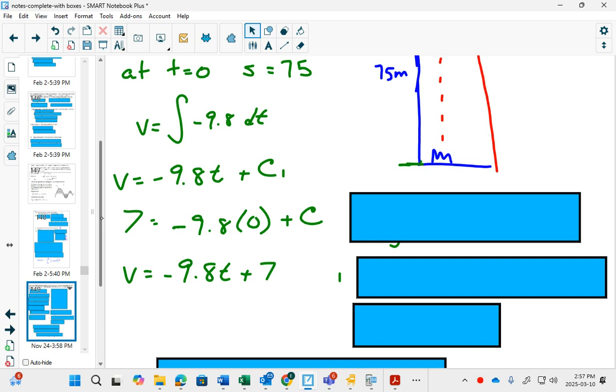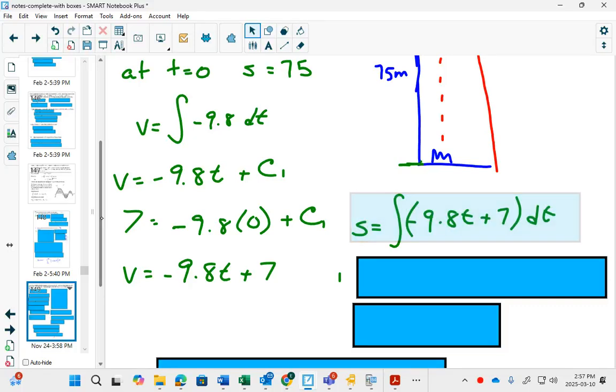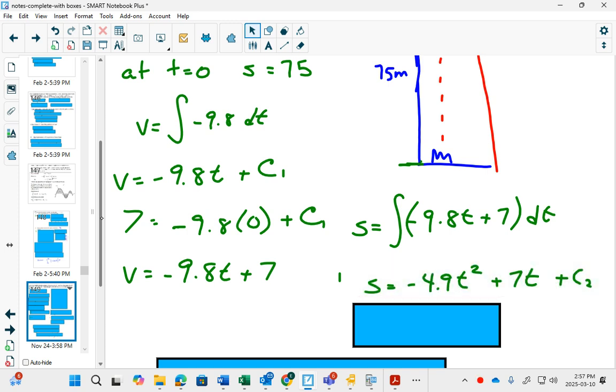Does it make sense to you that your C1 value will always be the initial velocity? Because when you plug in 0 for t, the 9.8 t will always go away, and so that'll always become our initial velocity. Now, if we integrate this, we're going to get our displacement, which is going to give us negative 4.9 t squared plus 7t, and then a c2. If we plug in 0 for t, it should make sense that your c2 is your initial height.